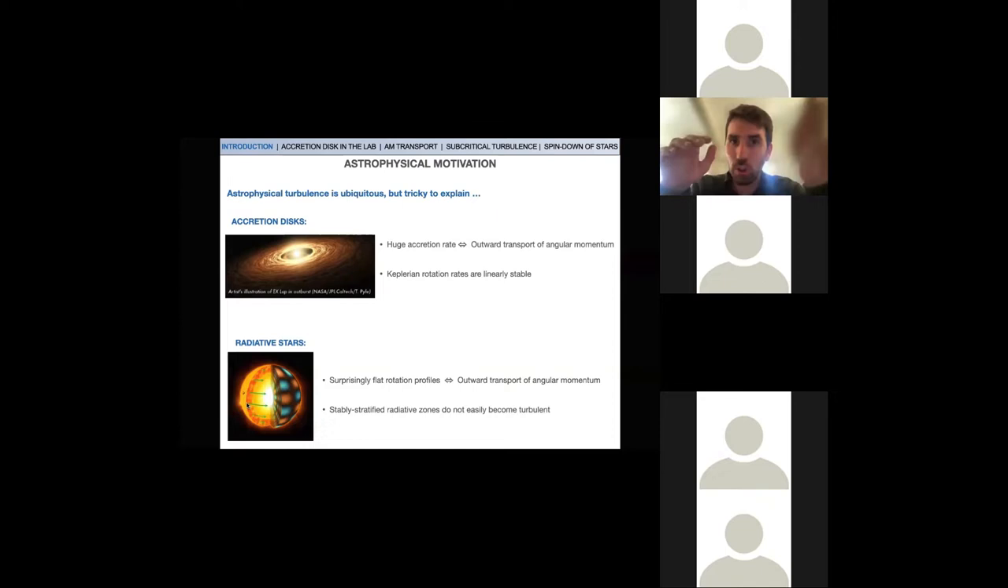So you have a very flat rotation profile, which is surprising because you would expect some differential rotation. So again, it means that there is some mechanism which transports the angular momentum in the star and flattens the rotation curve. But again, turbulence might do the job, but it's hard to find where this turbulence is coming from, because radiative zones, in contrast with convection zones, are stably stratified. There is a very strong density stratification which prevents any instability, any complex motion in the star. So you need to find a way to become turbulent before you can explain the transport of angular momentum. So that's basically the astrophysical motivation here.